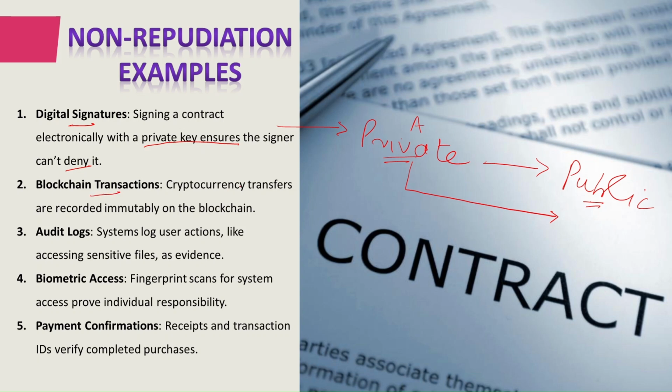Blockchain transactions: cryptocurrency transfers are recorded immutably on the blockchain. Audit logs: system logs of user actions, like accessing sensitive files, serve as evidence. Biometric access: fingerprint scans for system access provide individual responsibility. Payment confirmation: receipts and transaction IDs verify completed purchases.